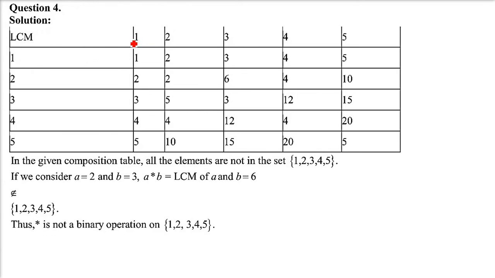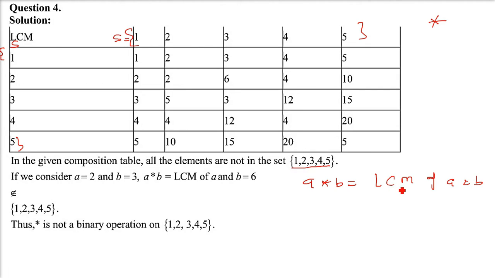Coming to question number 4, it is given that star is an operation defined on the set. The set is already given. Let me show you here in the first row and first column. This is already a set which we are defining: 1, 2, 3, 4, 5. This is also a set. The first row and first column of a binary operation table is always the set. And this is defined by A star B equals the LCM of A and B. So we have to show whether this star defined on this set is a binary operation or not.